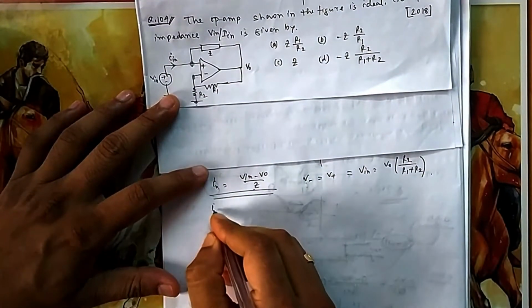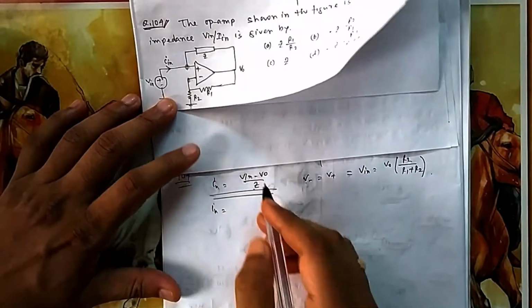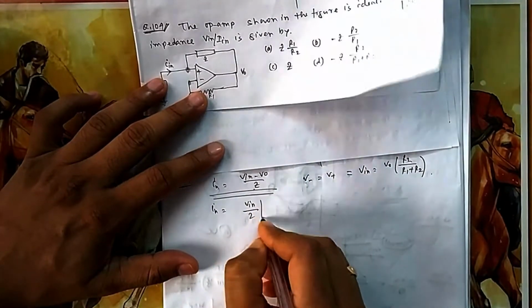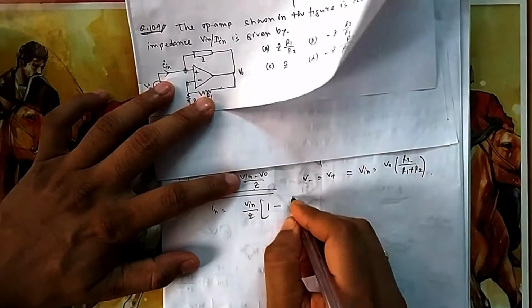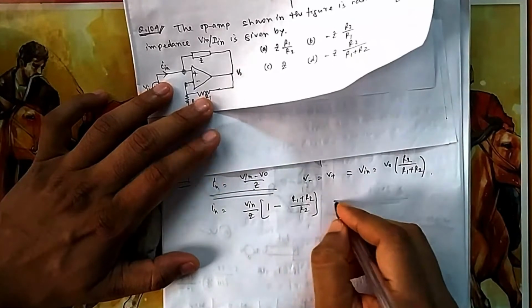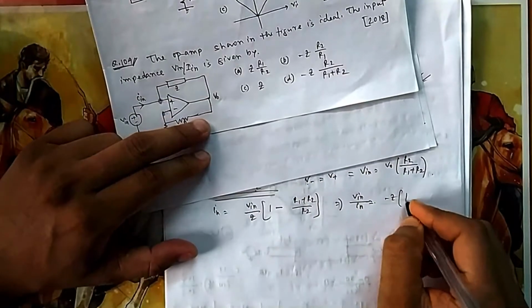So what will your current be? This current you know. You need the relation between V in and I in, that is V in by I in. So you put V0 equal to this one. If you take V0 by 2 common, it will be 1, V in by Z, and this will be just the reverse, R1 plus R2 by R2. So if you do this, you will find V0 by V in by I in is equal to minus Z R2 by R1.